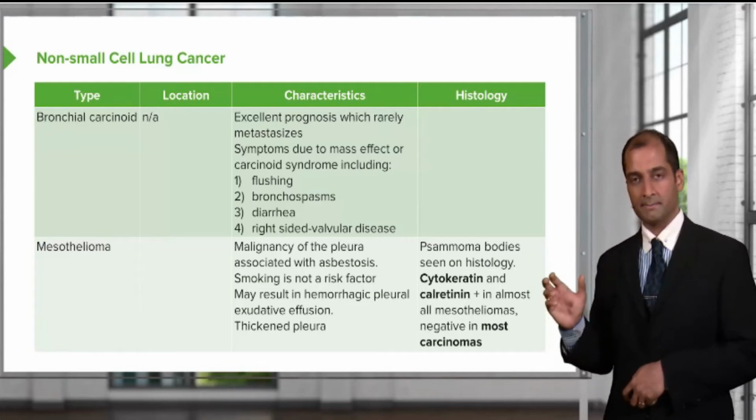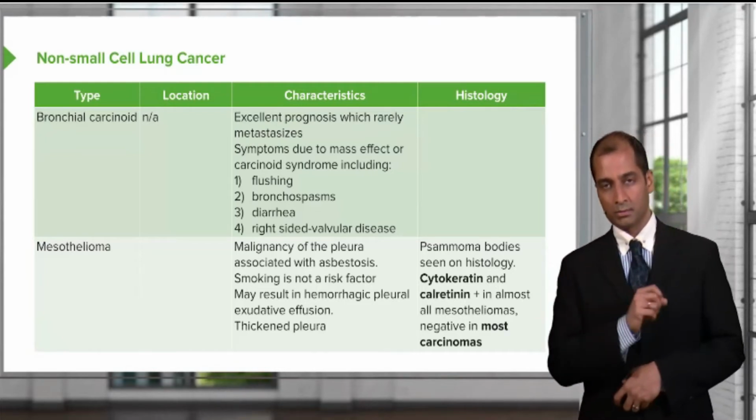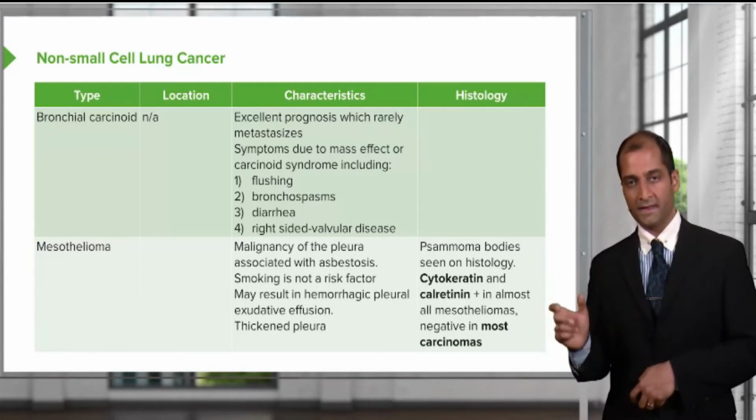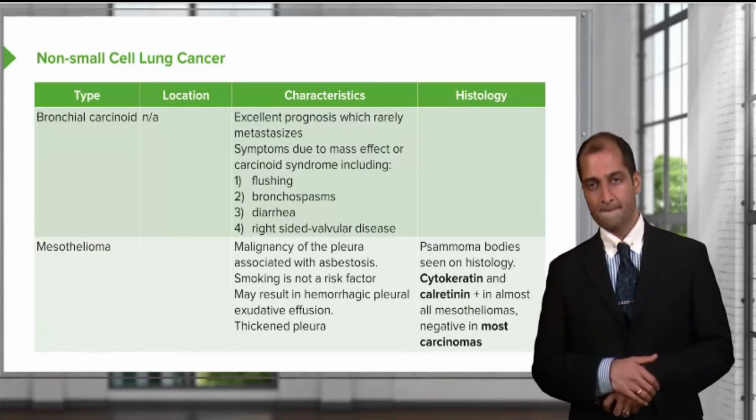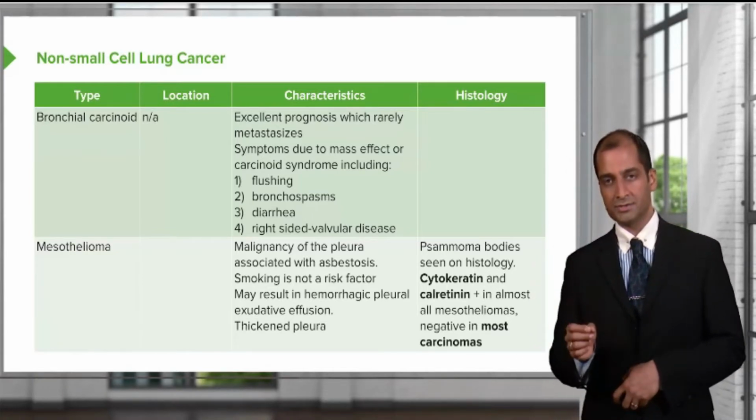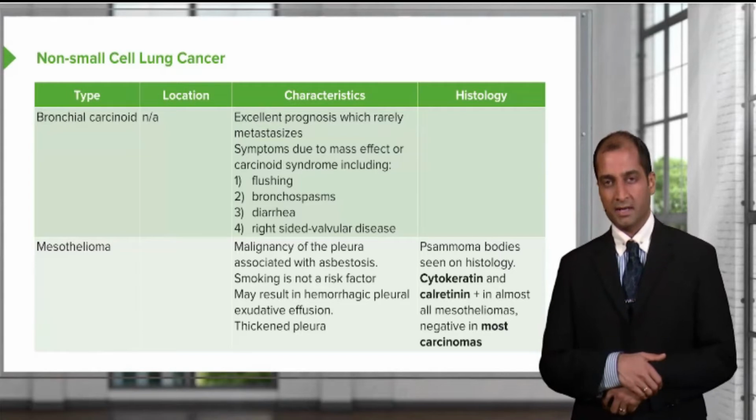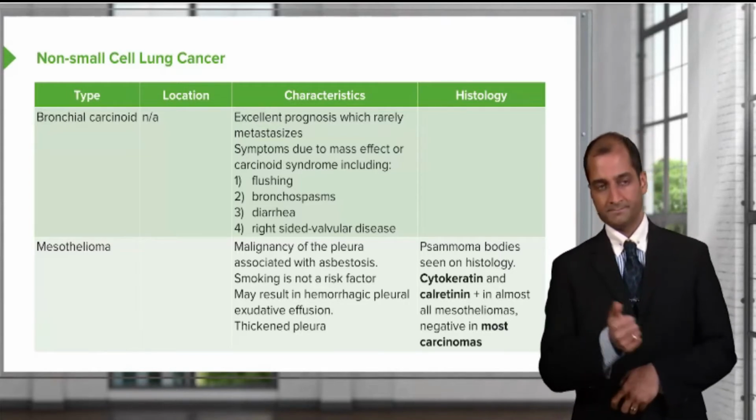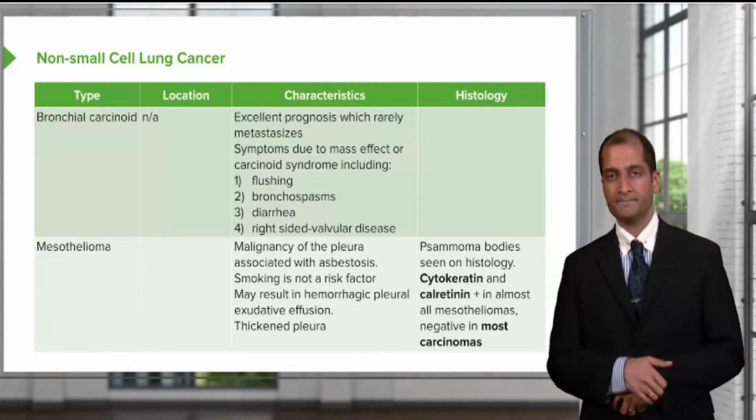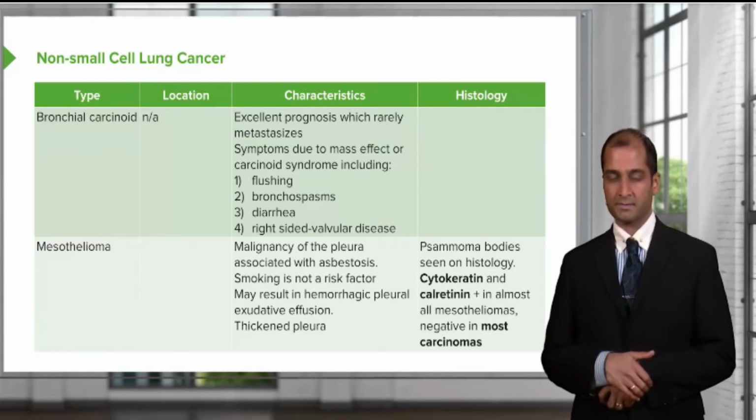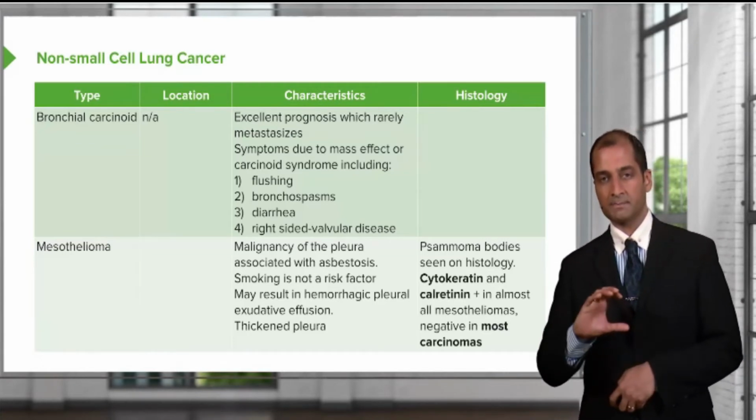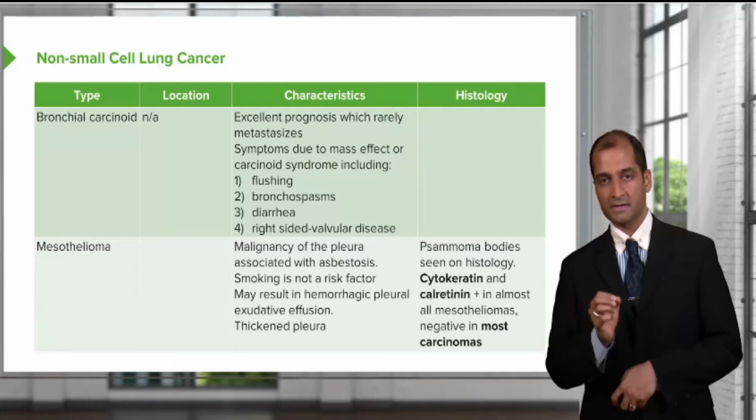This is a malignancy of the pleura associated with asbestosis. Smoking is not the factor. Clear. So now we have two major lung cancers where smoking is not a factor. We have adenocarcinoma, a bronchogenic, and then mesothelioma, but this is dealing with asbestos. May result in hemorrhagic pleural exudative effusion, thickened pleura.